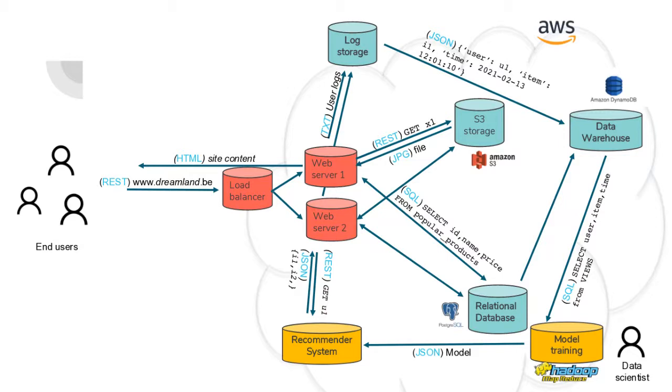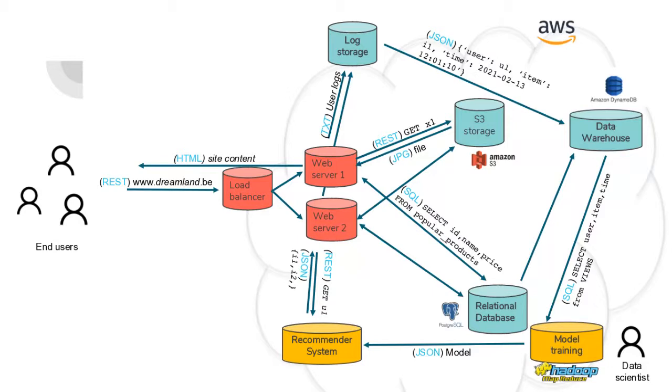So what we also want to do is store the interactions. So the users, at least if they accept their cookies, we track their behavior. So we track on which products they click. So we would store that in log storage. So that's the arrow going to the top. We would store that in log storage, and from that log storage, we would maybe create a JSON document. So that's the example I showed before, and save it and export to the data warehouse.